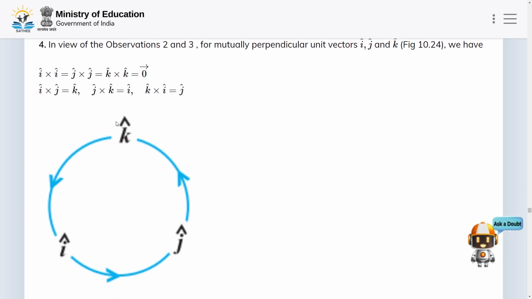Okay, in a specific order. What order is it following? I cross J, then you will get your output as K vector. J cross K, then you will get your I. K cross I, you will get J. So this is the order. I hope that it is clear.